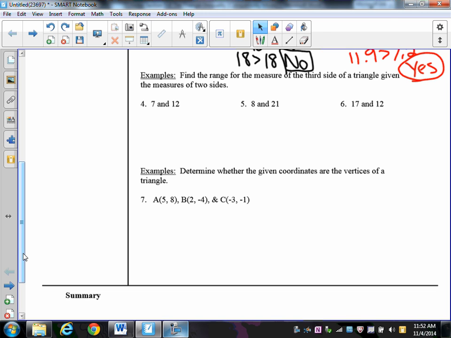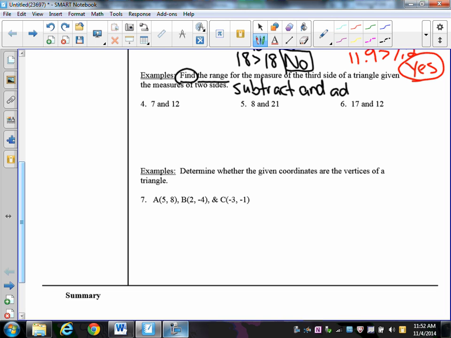We also are told to find the range. You should remember the range is your lowest possible value and your highest possible value. So find the range for the measure of the third side of a triangle given the measures of the two sides. So all we do here is subtract and add. So let's subtract. We're going to have 12 minus 7 is less than x, which is less than adding it, 7 plus 12. So all we end up with is 5 is less than x, which is less than 19.